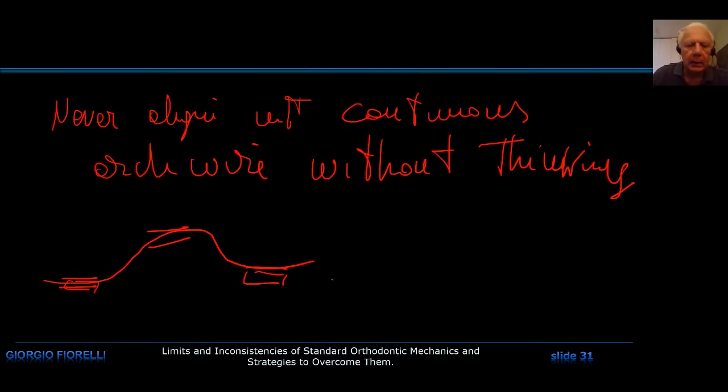So let's say that I use a straight wire without thinking sometimes, but only for very minor alignment. When there is a malalignment which is more important, I'm not going to do it. So I'm using a continuous arch wire only for finishing.